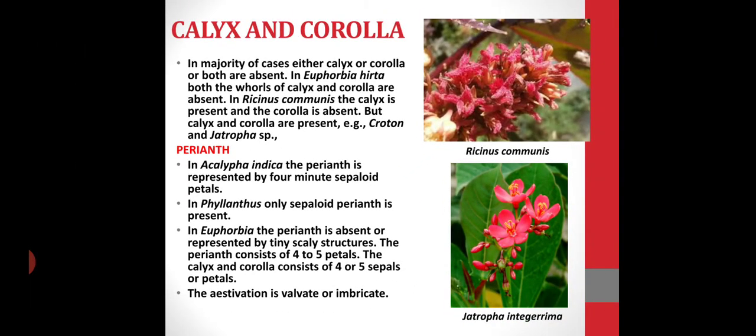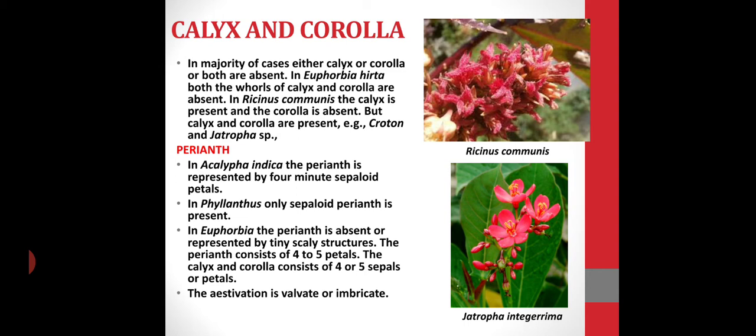And in Ricinus communis, the red color is actually not petal, it is sepals, okay. Then perianth, in Acalypha indica, that is Poochaval, the perianth is represented by 4 minute sepaloid petals. And these are all some variations, okay. In Phyllanthus, that is Nellika, only sepaloid perianth is there, that is we are not able to recognize petal or sepal, so that whorl is called perianth. And this perianth resembles more like that of the sepal, then it is called a sepaloid perianth.